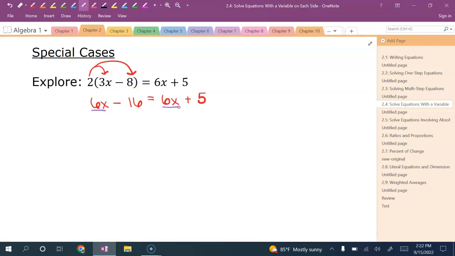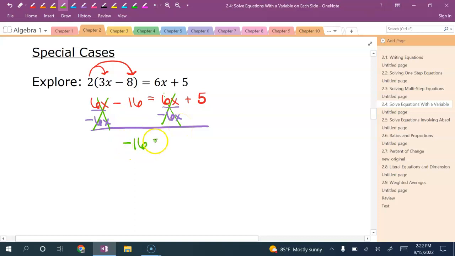Now, what's going to happen is if I try to move 6x by subtracting it from one of the sides, it doesn't really matter which side I try to subtract from. On both sides here, you're going to have a positive 6x and a minus 6x. So these are both going to cancel out. And you're left with negative 16, an equal sign, and a 5. Well, negative 16 does not equal 5. Those are not the same thing.